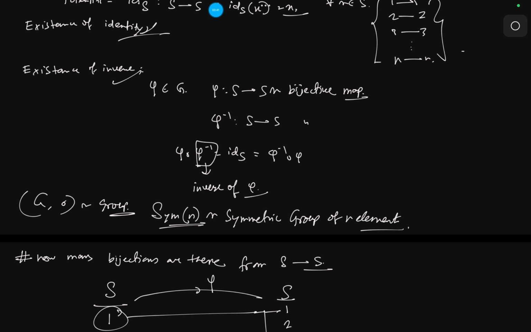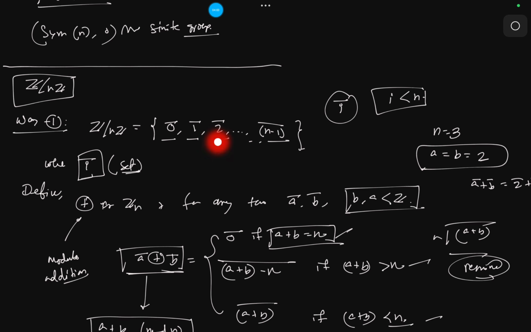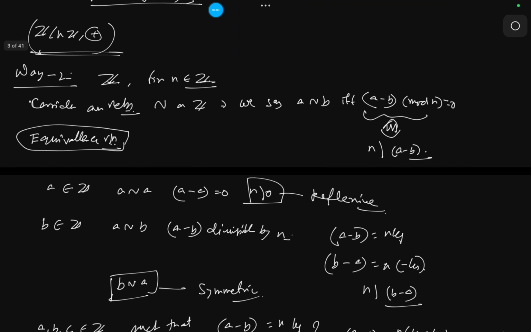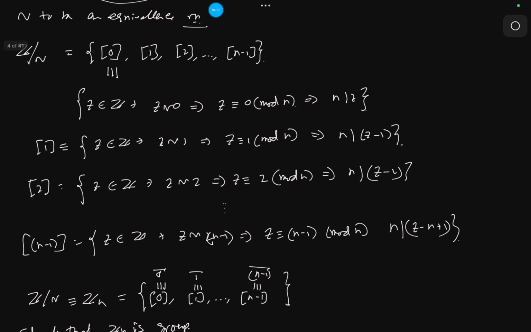How is the modulo addition defined? Z modulo nZ is basically a collection of sets denoted as 0 bar, 1 bar, 2 bar, up to n minus 1 bar. So 0 bar contains all the elements which are congruent to 0 mod n. That means all the elements that give 0 as the remainder upon division by n, so the elements should be divisible by n. Similarly, 1 bar is all those integers that give remainder 1 upon division by n.